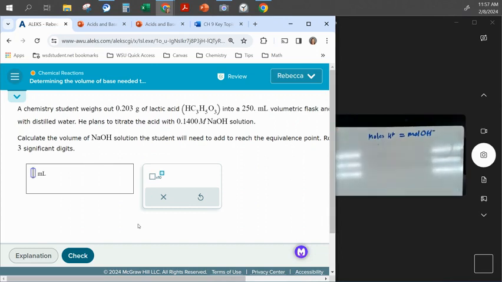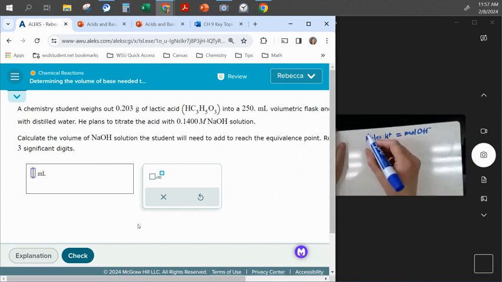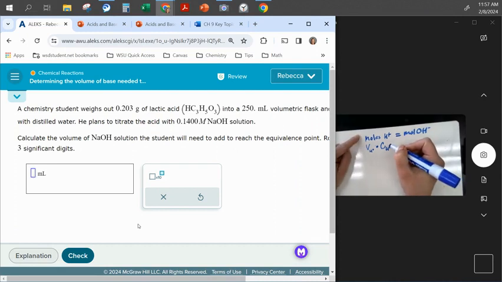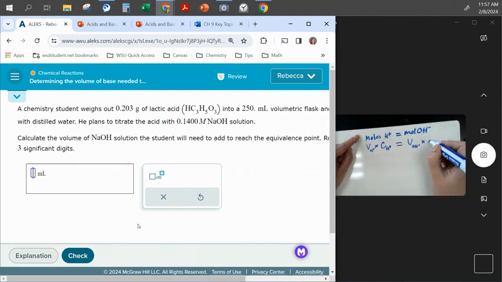So it's up here. The number of moles of H+ is going to be the volume of H+ that we used times the concentration of H+ that we have. And that will give us moles of H. Okay. Moles of hydroxide will be the volume of OH that we used times the concentration of OH that we used.